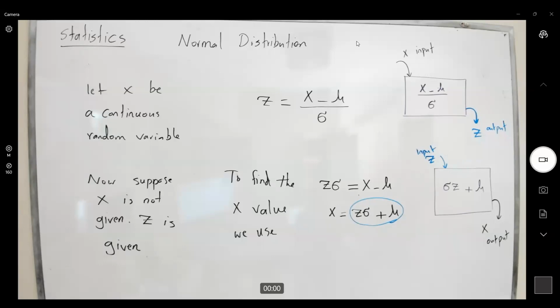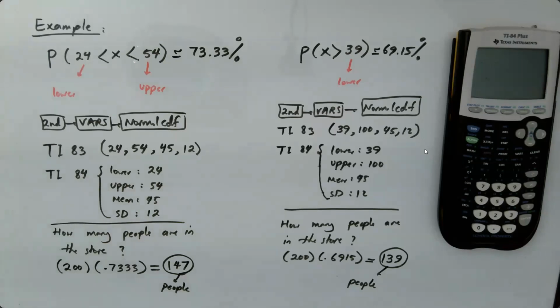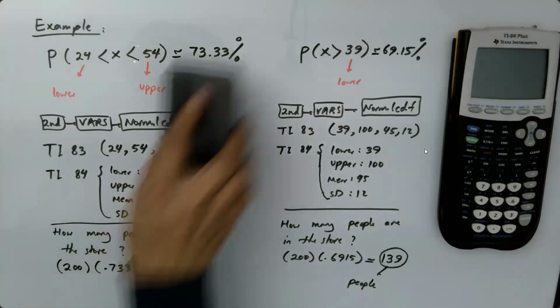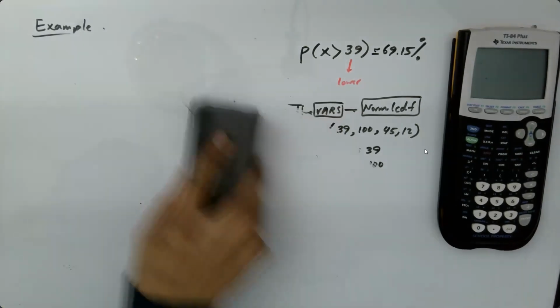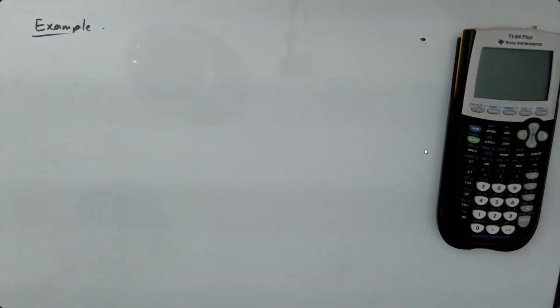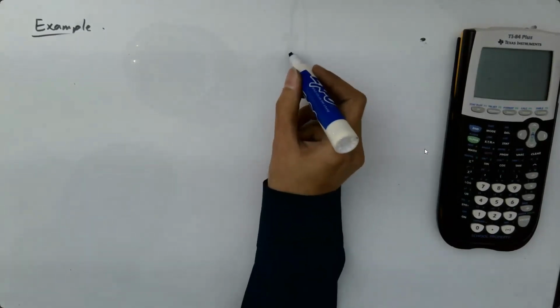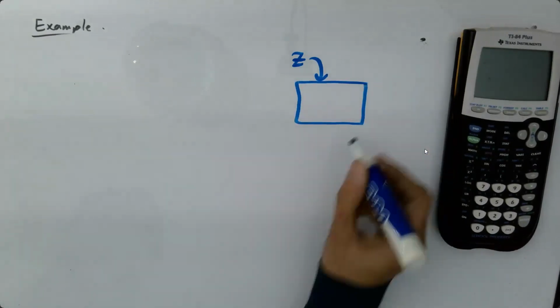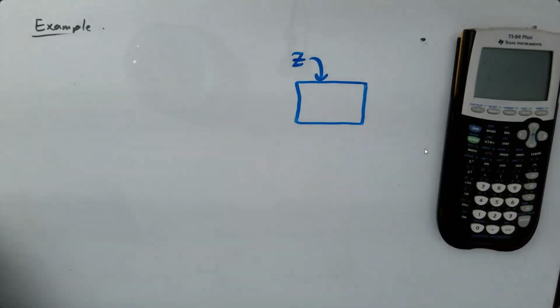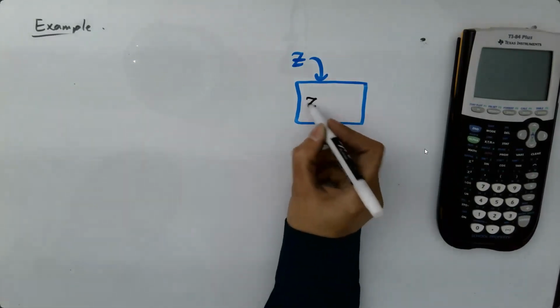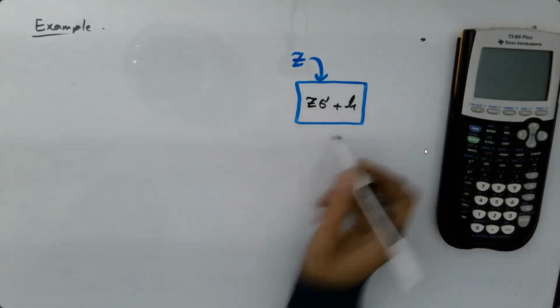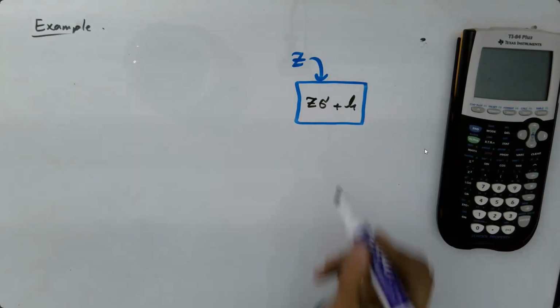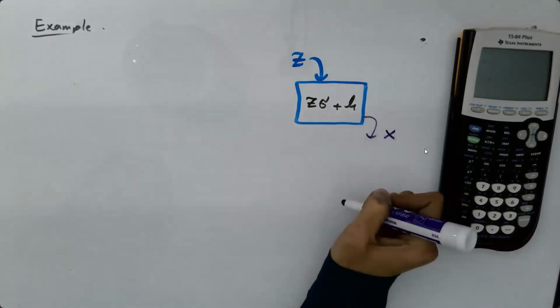So let's do the computations. Let's go to our little board here. Let's erase it, and I'll do the computation. Okay, perfect. So again, now we have our z. They go into the box, and you get your x values back. Z times sigma plus mu, and you get your x values, the actual weights, back.